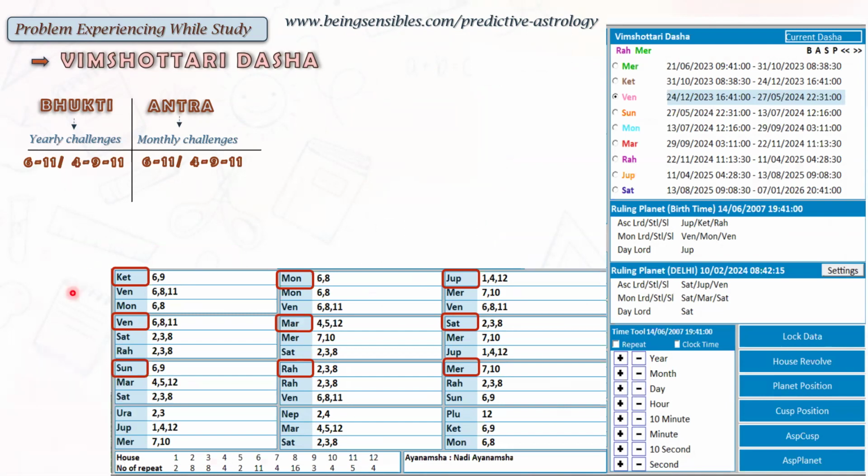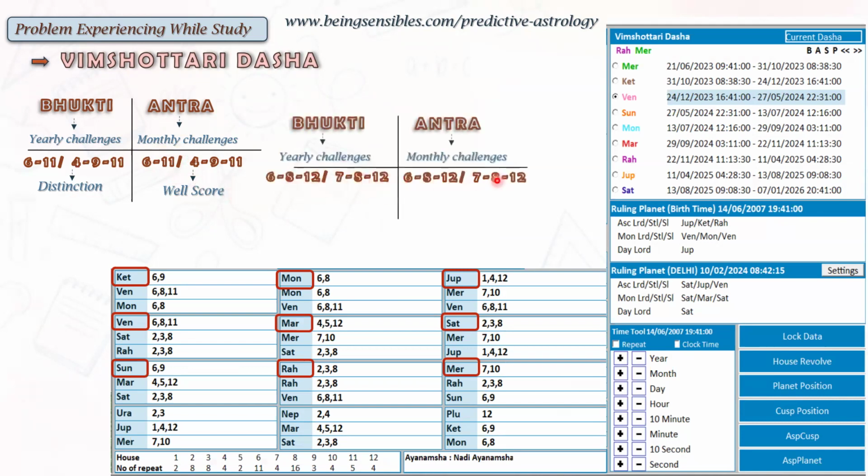So here I'm taking a positive condition, 6 11, if it comes in a bhukti or if it comes in antara, which is for monthly and yearly. If the child gets a 6 11 in a bhukti for one year, suppose 2024, there he or she would get distinction. And again, if she or he gets 6 11 in antara, which tells the monthly, that tells the well scorer. But if I take the not good conditions, that tells you fail and drop the studies.